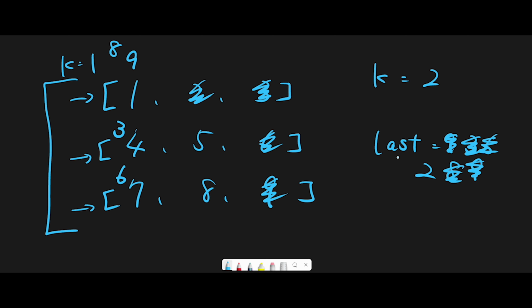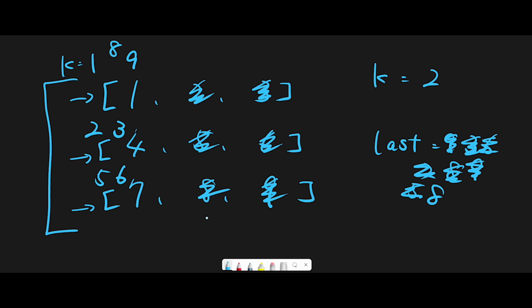And then insert the last number into the second row: 2, 3, 4, 5. And the last number is 5. Pop 5 from the second row. And the last number is now 5. And then insert the last number into the third row: 5, 6, 7, 8. And then pop 8 from the third row. And then now we have finished 2 loops. So that means k equals 2. So in this case, return 8, 9, 1, 2, 3, 4, 5, 6, 7. I think that looks good. Yeah, so that is the basic idea to solve this question.